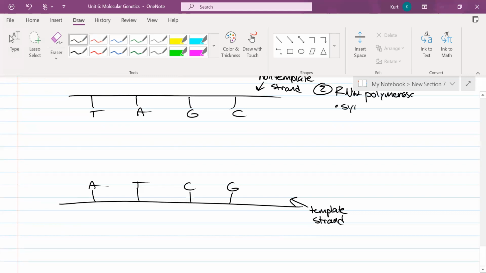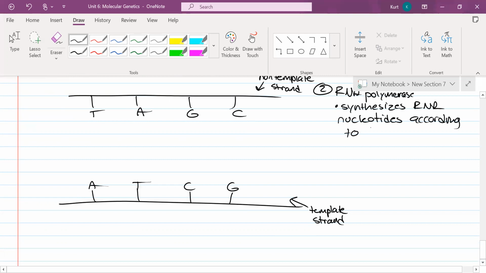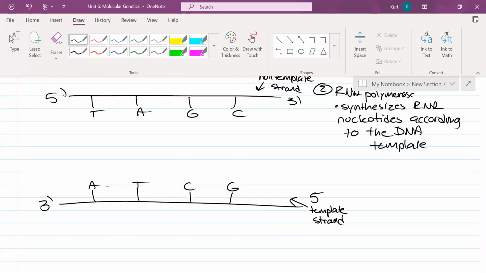This synthesizes RNA nucleotides according to the DNA template. Now, one thing I didn't mention here, 3 prime, 5 prime, 3 prime, 5 prime. Okay, which direction are we going to read the template strand? From left to right or right to left? How do you know? Because the 3 is on the left. That's right. So here we go, guys.